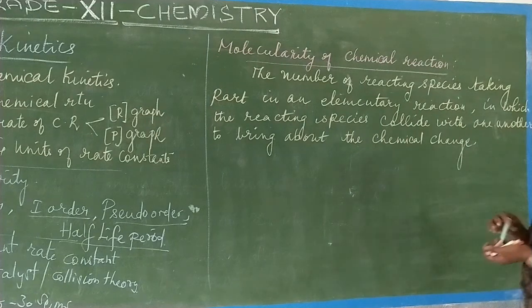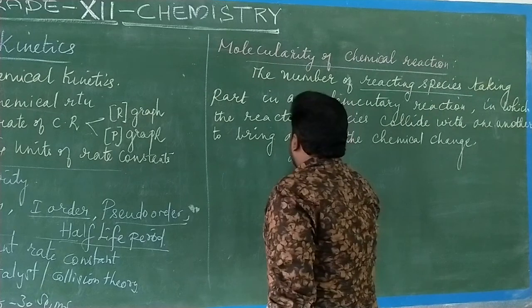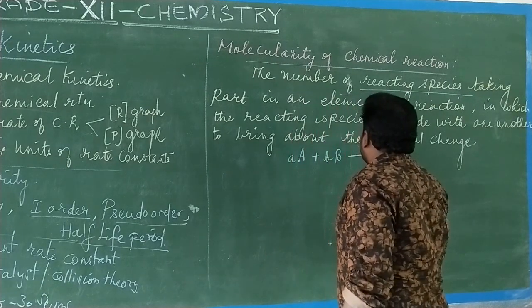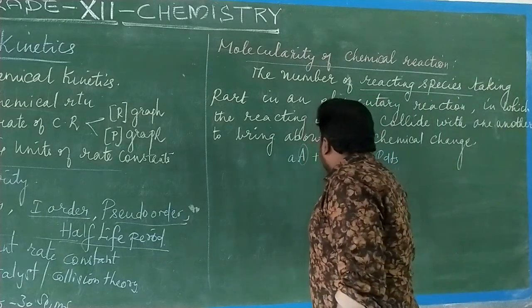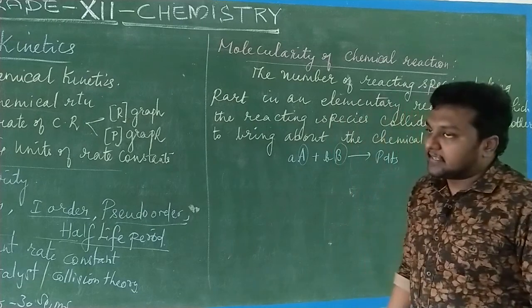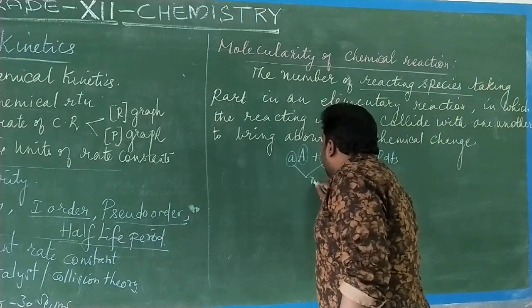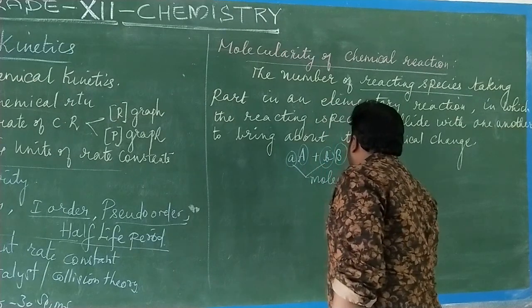Observe carefully, the number of reacting species. Say for example, I am taking a moles of A reacts with b moles of B, giving rise to the formation of products. Now this A and this B are the reactants, and A and B together give the molecularity of a reaction. This is nothing but the molecularity of a chemical reaction.